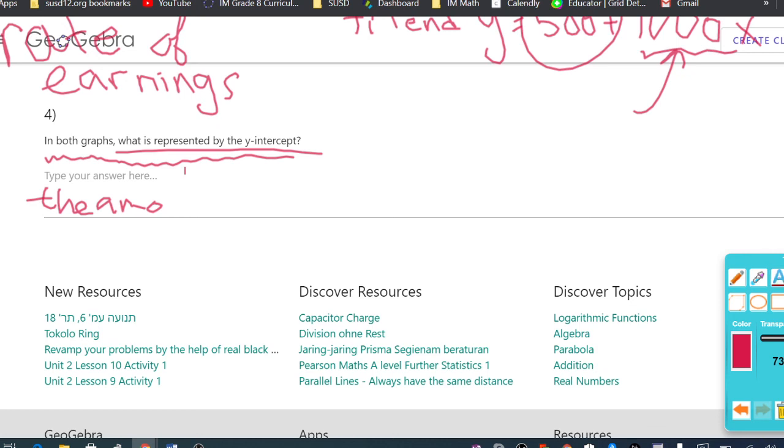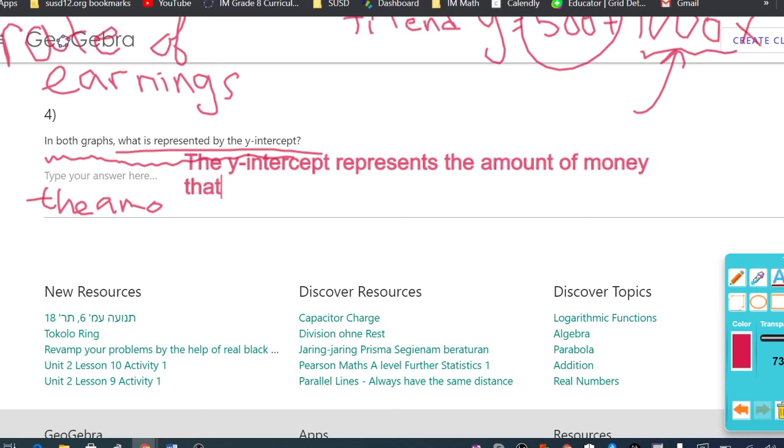Okay, let me help with this one. The y-intercept represents the amount of money that each of us already had before earning any YouTube money.